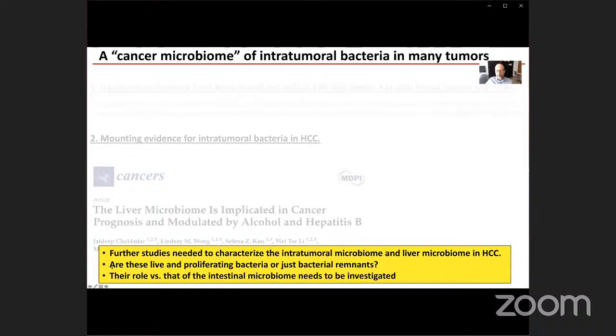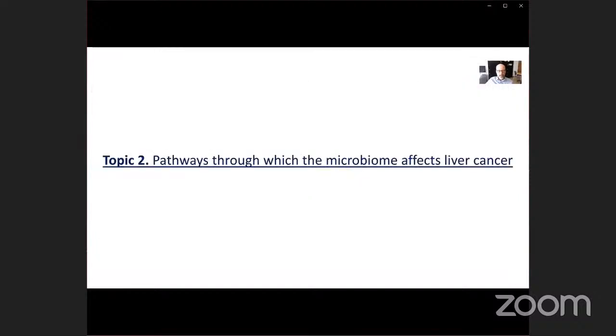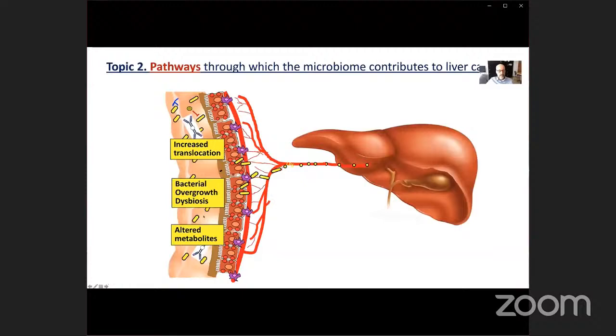The question arises whether these are live and proliferating bacteria or just bacterial remnants, and their role versus that of the intestinal microbiome needs to be further investigated. In the second part, I want to talk about pathways. I'm going to keep this rather short, as there are multiple reviews and also a number of original papers on this topic. So a main driver is the dysbiosis as well as the increased translocation.